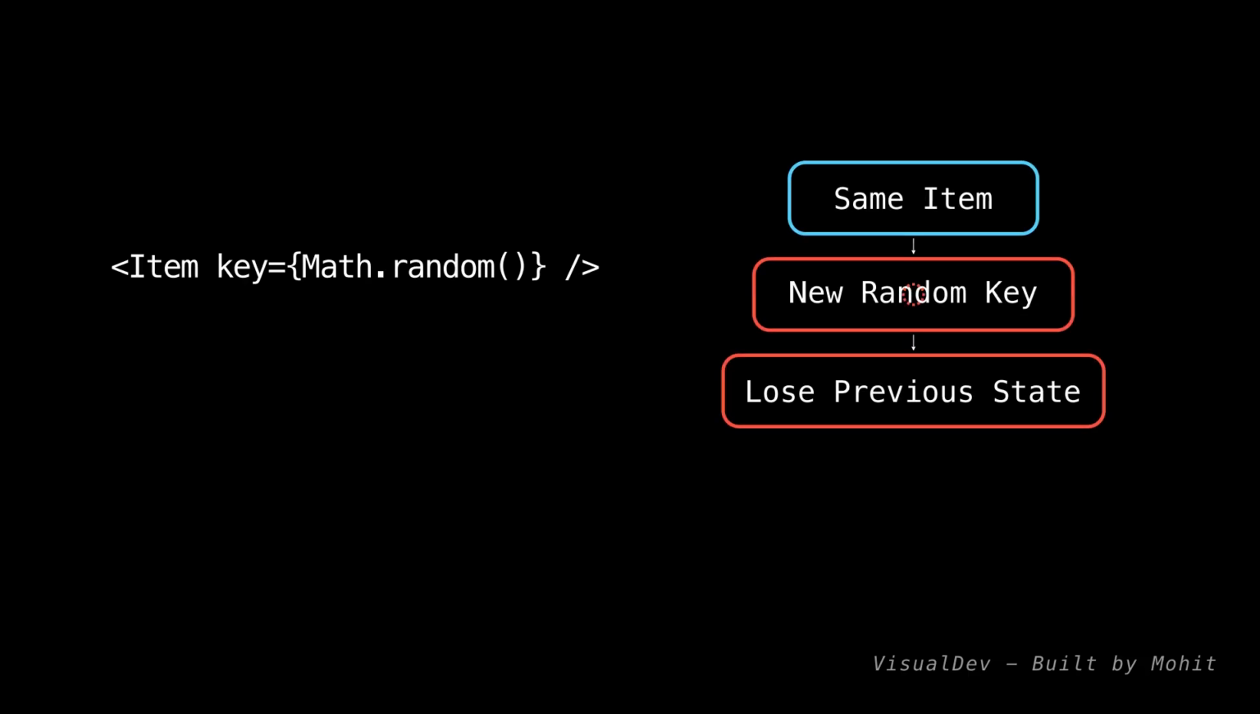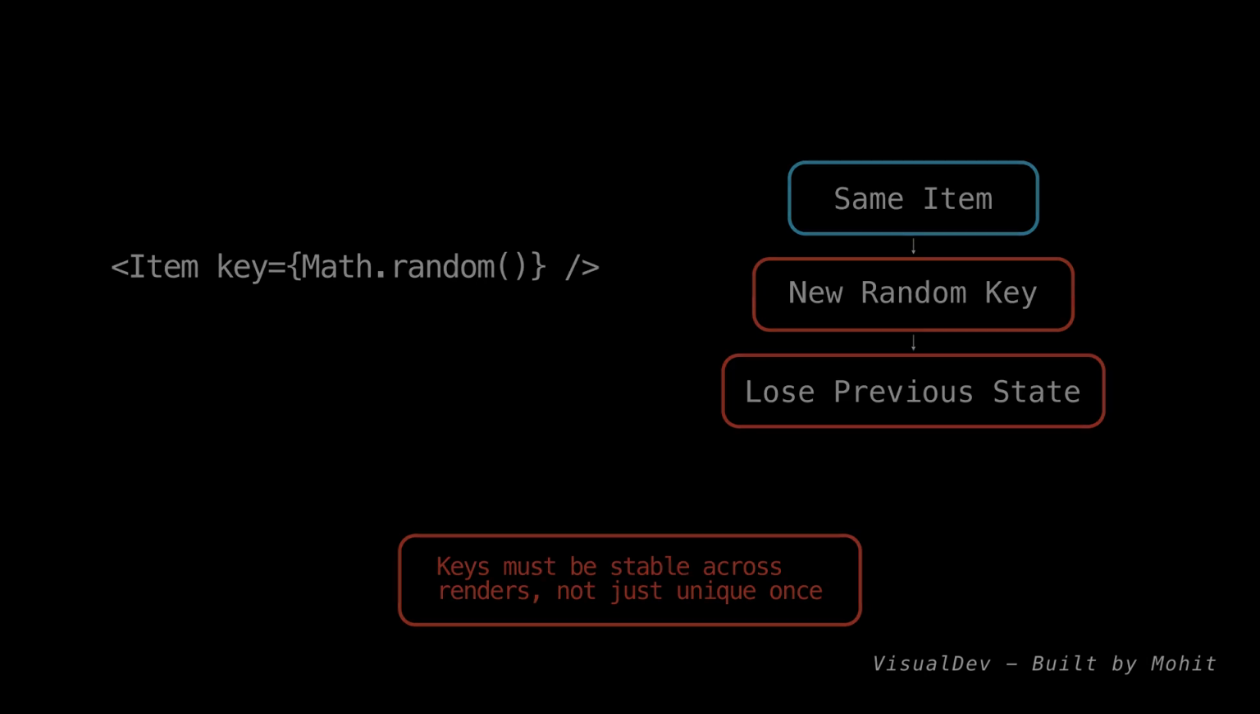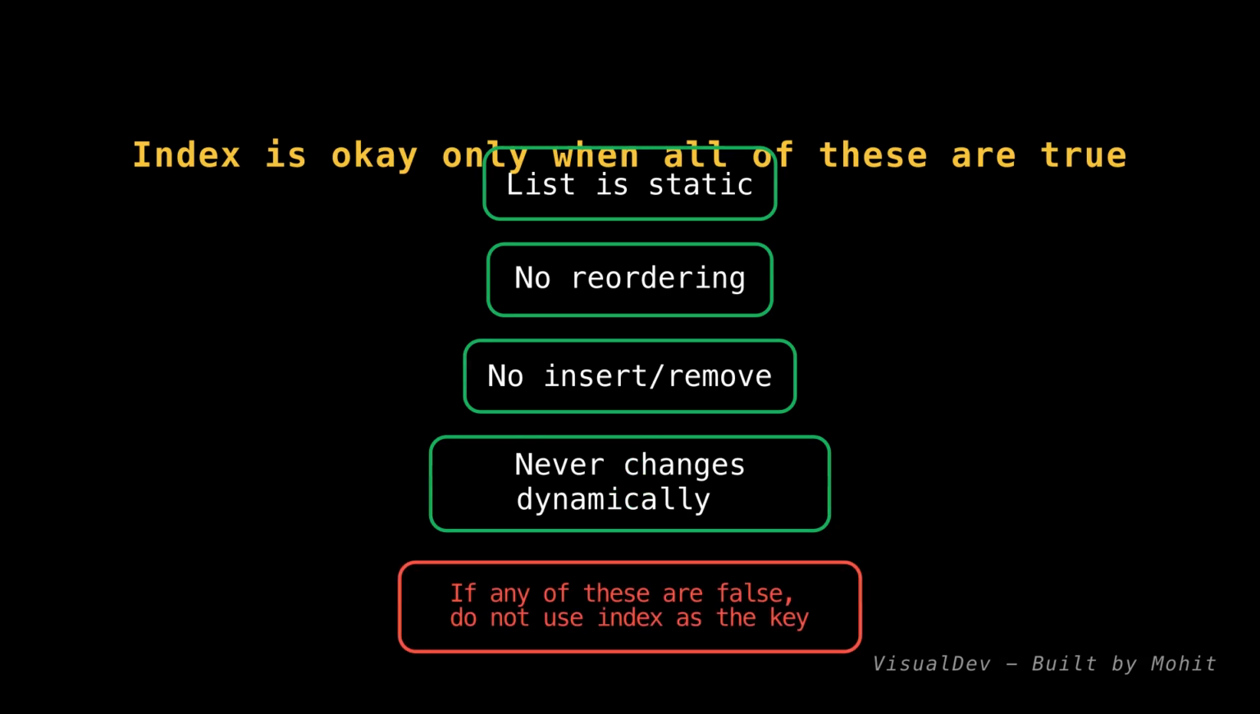Random keys are wrong too. If the key changes on every render, React thinks every item is new. That throws away old state and defeats the whole purpose of keys. Index as a key is only acceptable for truly static lists. If the list can reorder, insert, remove, or change dynamically, avoid index. The bug may stay hidden until the worst possible moment.